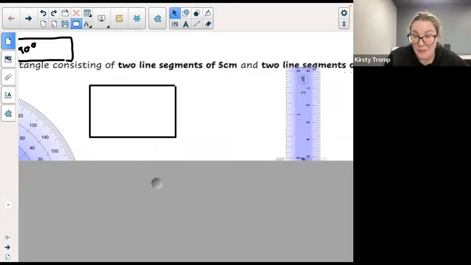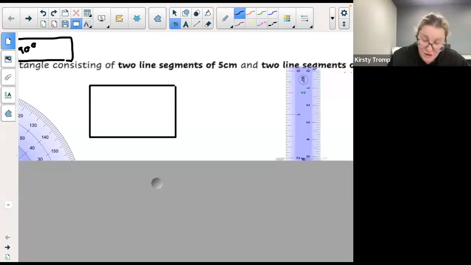Nice. Now, I want to show the person who's looking at my work that that is a rectangle. So you guys told me earlier on that a rectangle has a 90-degree angle. We show a 90-degree angle by drawing a square in the corner. Okay, so we've shown that it's got a square in the corner.